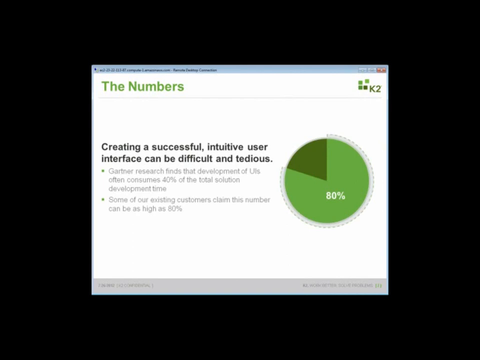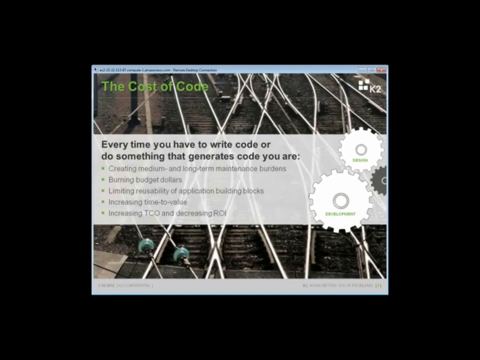So at K2, we sat down and thought to ourselves, how do we help customers solve this problem? The key thing for us was to make sure that we make that development experience efficient. When you write code or do something that generates code, you're obviously incurring a lot of hidden and direct costs in terms of both maintaining and creating those specific objects.